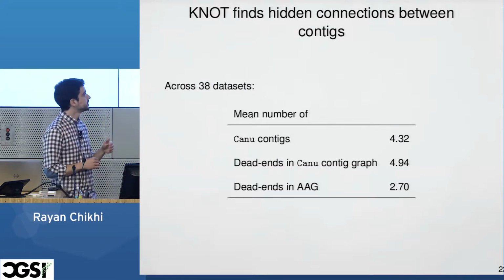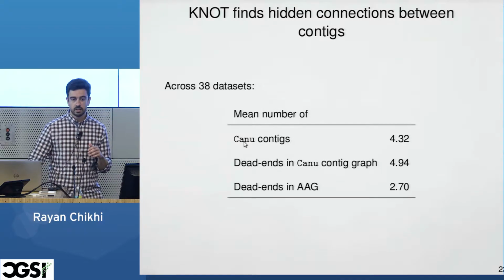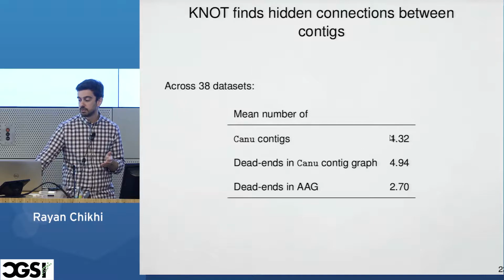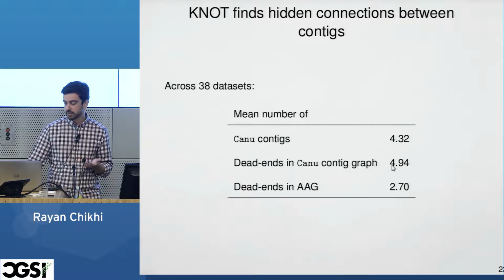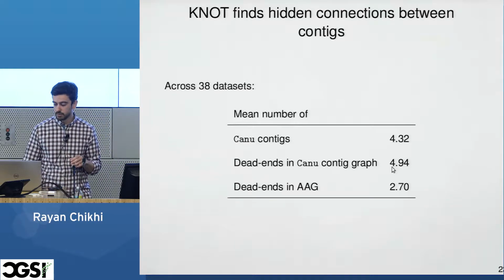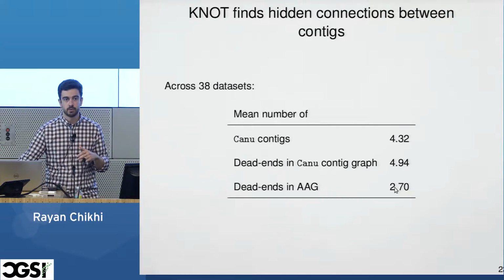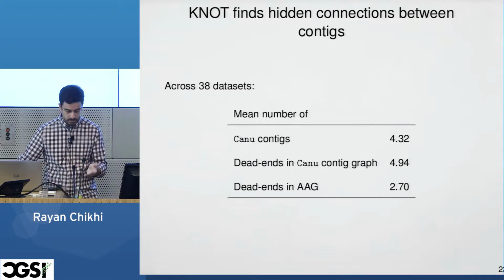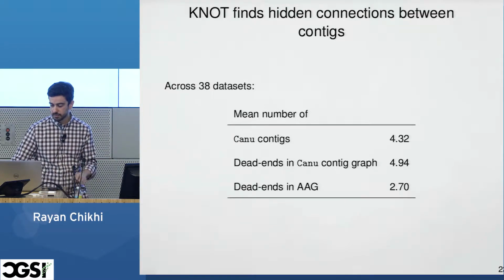We applied this technique to many data sets, 38 of them, and on average, Canu returns 4.3 contigs per data set, which corresponds to around 5 dead ends in the assembly graph, and we were able to resolve roughly half of them using information present in the raw reads. So it shows that some progress can be made in assembly using this type of technique.